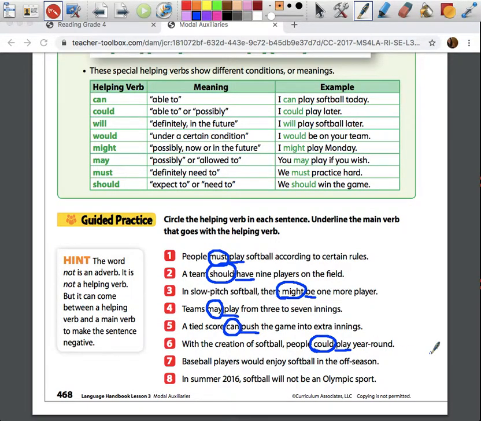Number 7, baseball players would enjoy softball in the off-season. We can enjoy something and would enjoy.